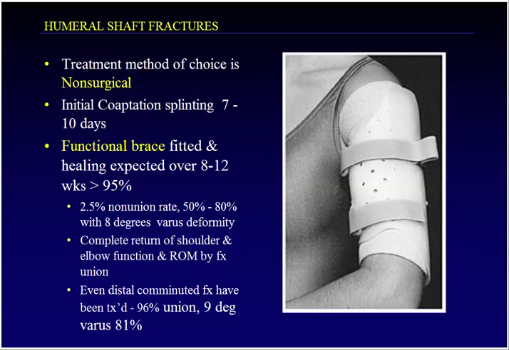There is a very low non-union rate. If you have a significant varus deformity of 8 degrees, then those are the patients where you may see a higher incidence of non-union. Complete return of shoulder and elbow function as well as range of motion is expected in the vast majority of these fractures. And even if you have a very distal comminuted fracture, 96% of those have been treated successfully to union if you have the appropriate alignment in the fracture brace with minimal varus.